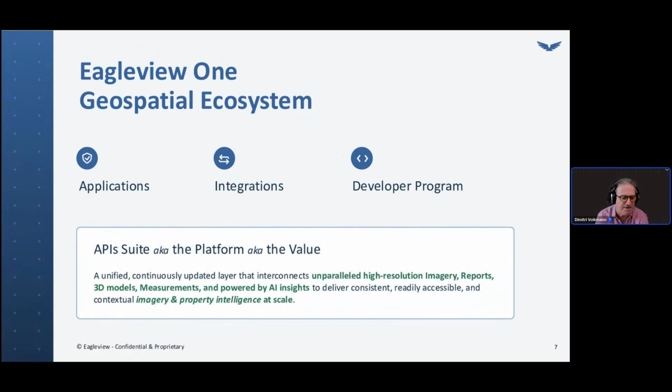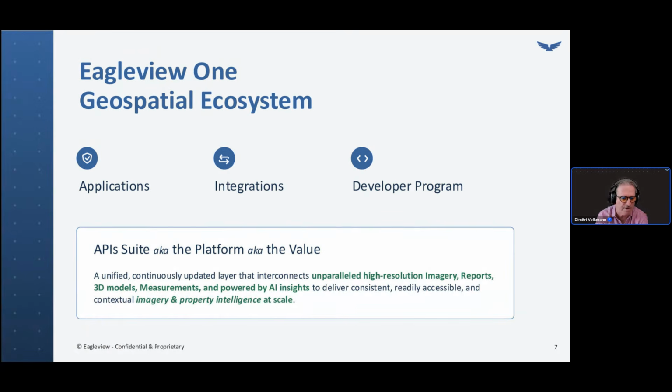Now we deliver this value in a number of ways. One way is the applications. The property viewer is an application, Eagleview Horizon is an application. We also deliver these values through integration. We know that a lot of you acquire or consume our reports through third-party tools, so we have a large number of integrations.